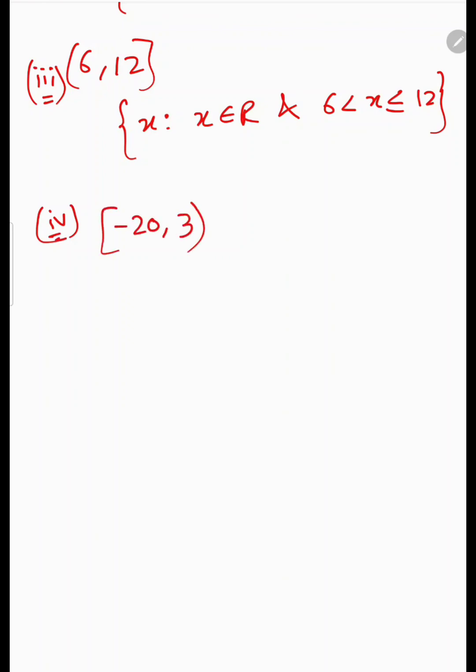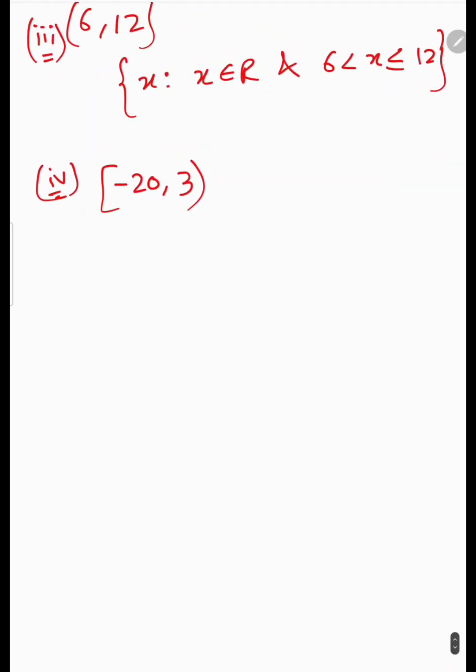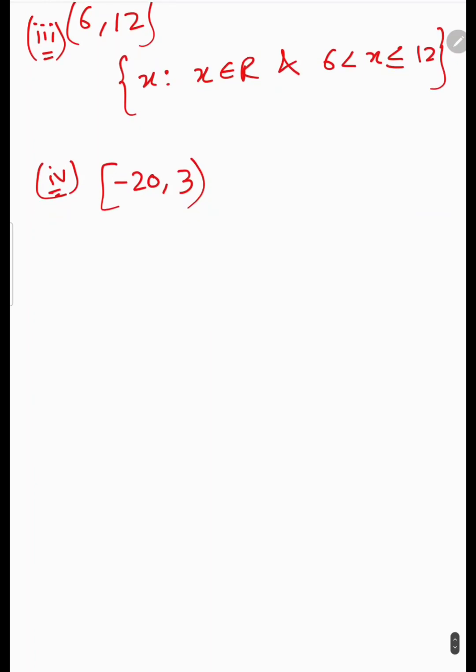[-20, 3) क्या होगा इसका? The set of all x such that x belongs to real number and x जो है तो ये -20 इंक्लूडेड है, -20 is included, इक्वल टू, -20 to 3. Okay, easy.